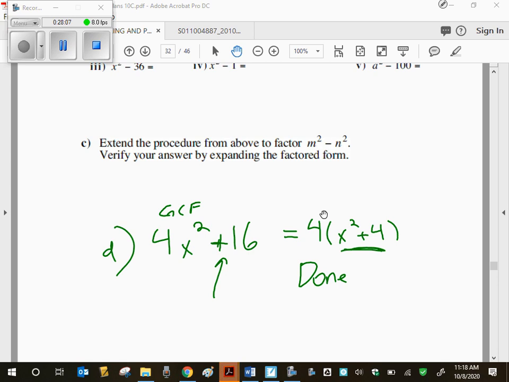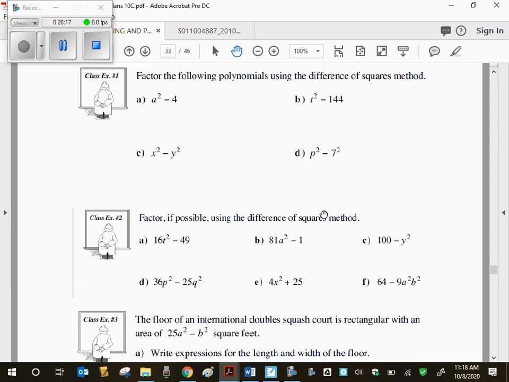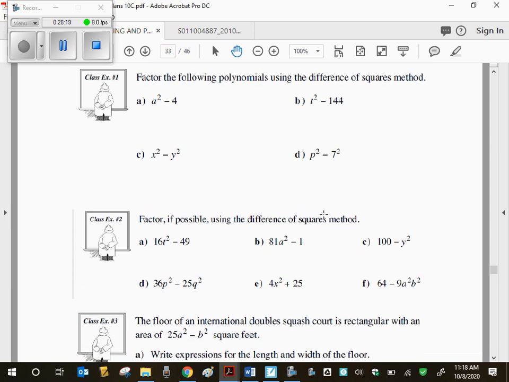Okay, we got some blocks of difference of squares questions, so go ahead and do the next, I believe, 4 questions on the next page. Yep, example 1, A to D. Okay, let's do example 1.